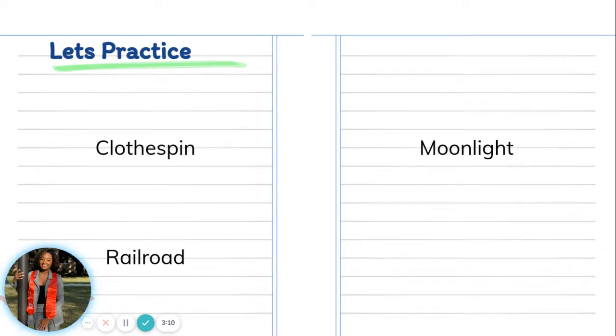And the last word, we have moonlight. I see 2 familiar words there, moon and light. Moon is this big piece of rock in space that we see almost every night. That is the moon. And light is just bright reflected light. So we know what light is and we know what the moon is. So when we put moon and light together, we get moonlight, which is light from the moon.